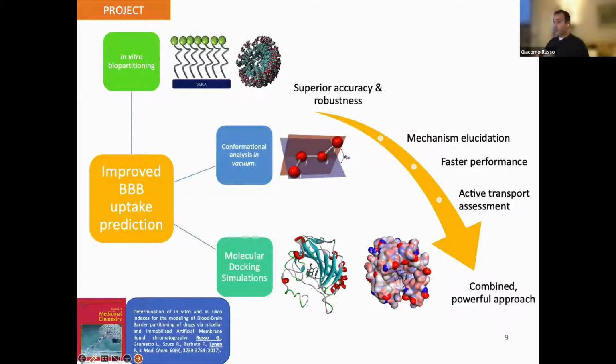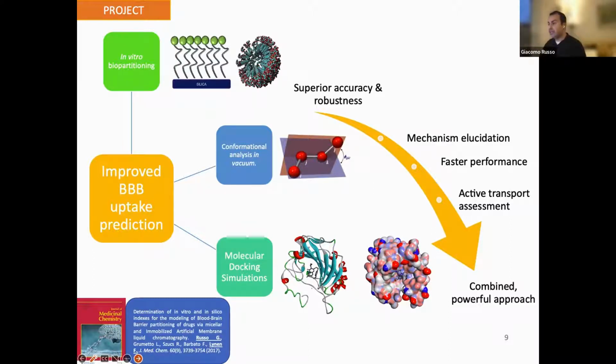So in this first project, essentially, we tried to measure via different in vitro biopartitioning experiments the retention of a data set of 79 compounds whose log-BB were known from the literature, using, on one side, immobilized artificial membrane, and on the other side, micellar liquid chromatography.